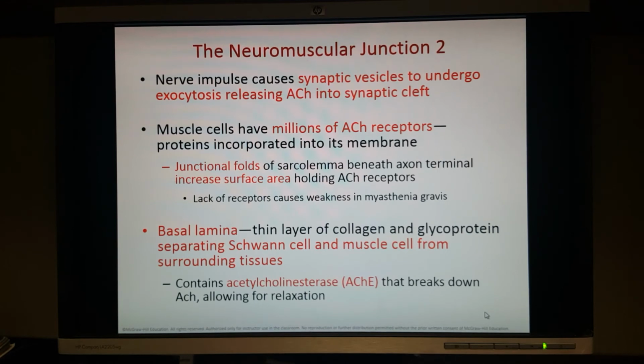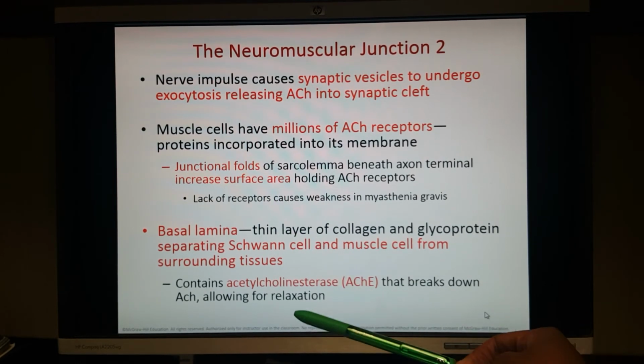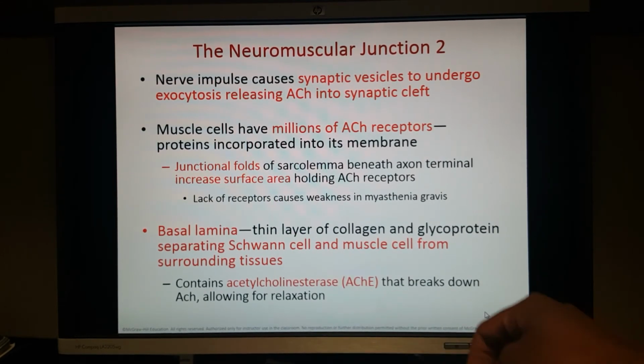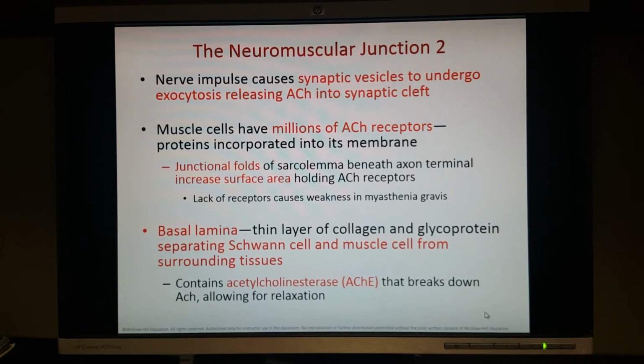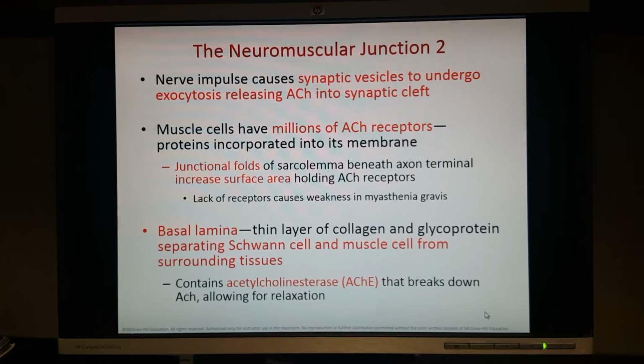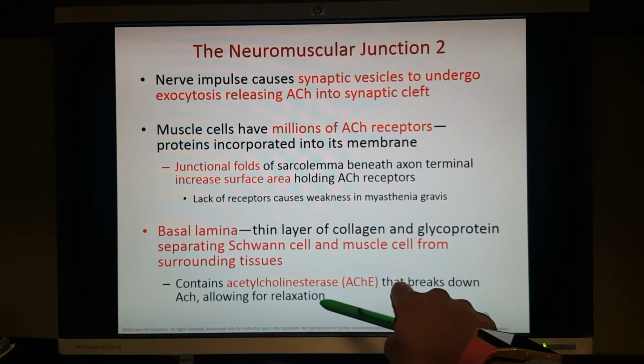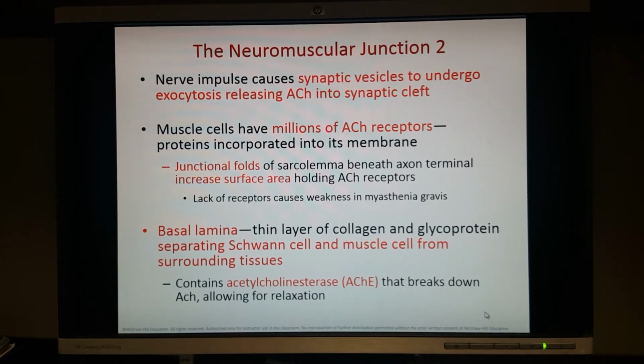Wrapping around, again, your neuromuscular junction, you have your basal lamina, which helps to separate the Schwann cell and the muscle cell from the surrounding tissue. So again, protecting that junction. It also contains acetylcholinesterase. This is the enzyme that breaks down acetylcholine, so it prevents it from continuously signaling the muscle to contract. So remember, ase for enzyme, and what is it breaking down? It's breaking down acetylcholine.